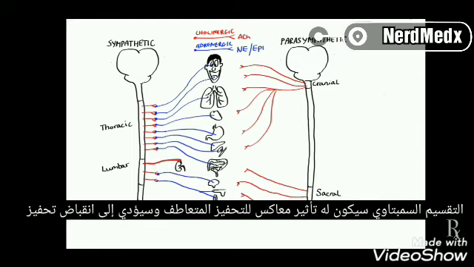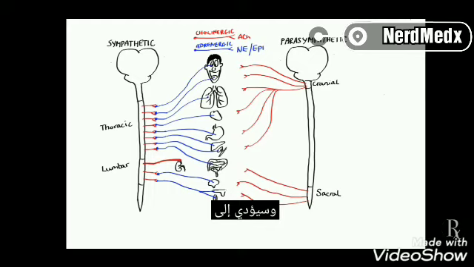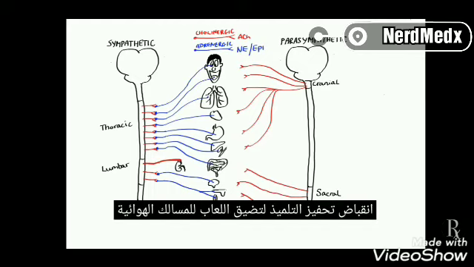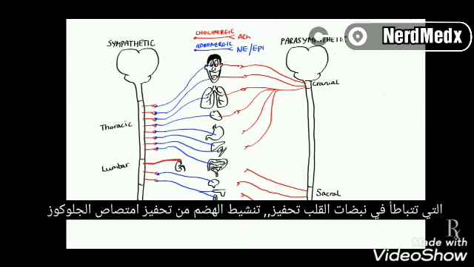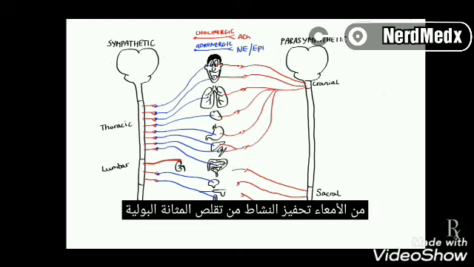So the activity of parasympathetic division would have the opposite effect of sympathetic stimulation and would result in the following: constriction of pupil, stimulation of salivation, constriction of airways, slowing of the heartbeat, stimulation of digestion, stimulation of glucose uptake, stimulation of intestines activity, stimulation of urinary bladder contraction, and stimulation of erection.